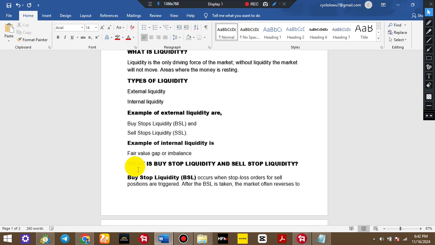First, you understand what liquidity is, and we have been told that we have two types of liquidity, which are the external and the internal liquidity. Then, under this external liquidity, we have the buy stop liquidity and the sell stop liquidity. Then we've also talked about the definition. Now, let me explain that buy stop liquidity for you in the drawing.